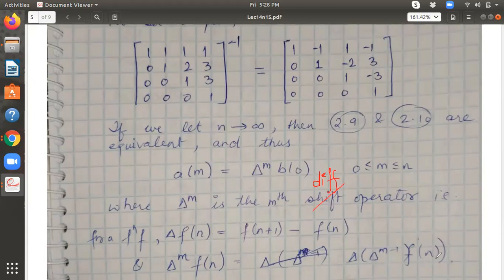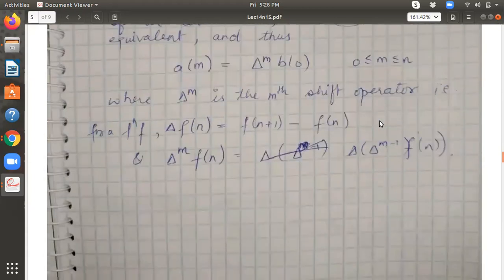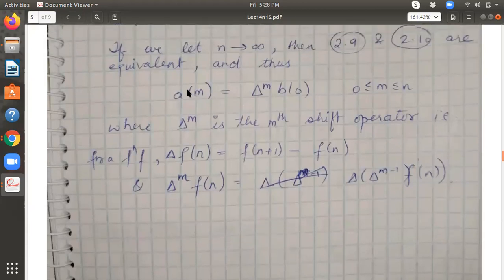Maybe I'll give an exercise related to this, or not. I'm not sure, but we'll see. So far, what is really important is that AM can be written as delta^m of B0.